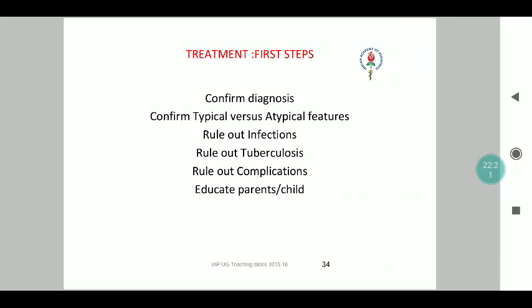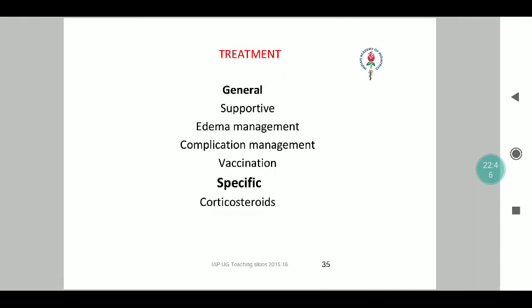Now coming to the treatment, first thing to do is confirm the diagnosis of nephrotic syndrome. We have already done that based on the investigations. Number 2, confirm typical versus atypical features. Number 3 is to rule out the infections. Number 4 is to rule out TB. Number 5 is rule out complications. I will enumerate that, and regarding parent and child education.